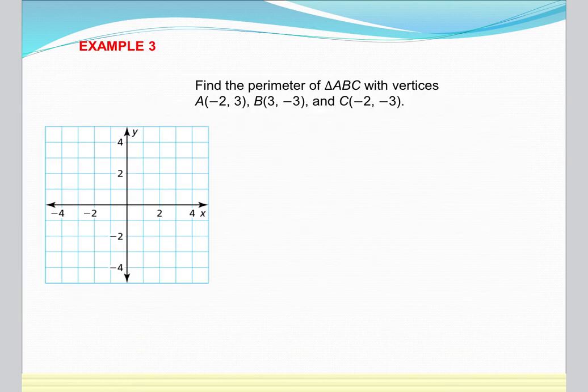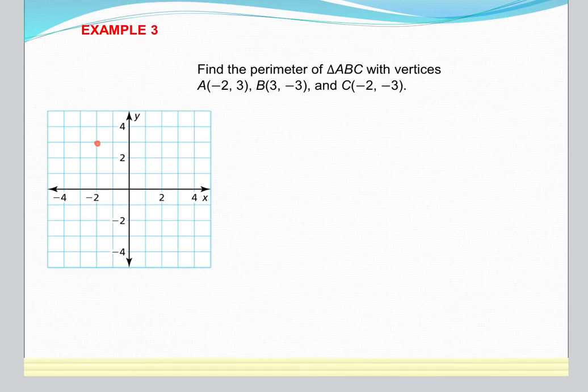All right, example 3. Find the perimeter of triangle ABC with vertices A, B, and C. So I'm going to plot A (-2, 3). I'm going to plot B (3, -3). And I'm going to plot C (-2, -3).